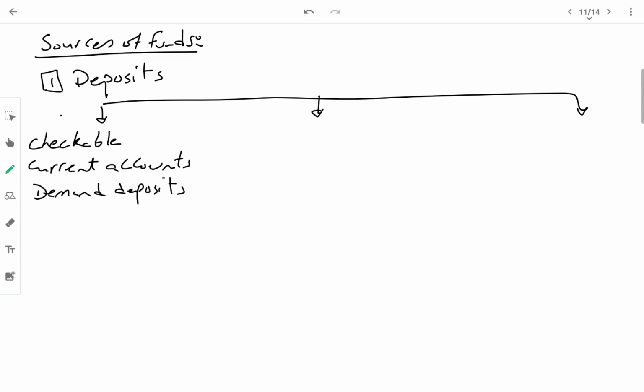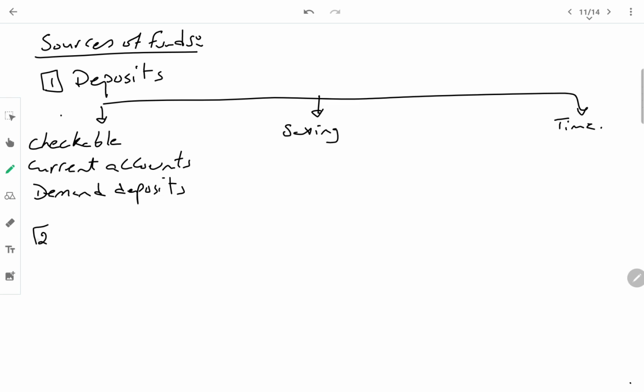The second type is savings deposits. They don't have a fixed maturity date, but there are some restrictions on withdrawal. And finally, time deposits. They have a fixed period of time or maturity date, say annual or 5 years or 10 years. They have the highest interest rate. So this is source number one.